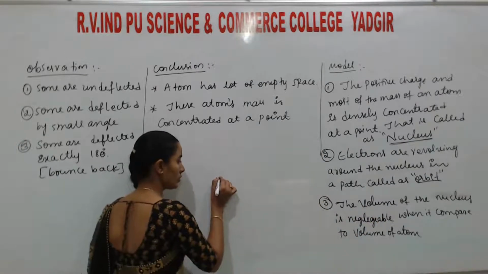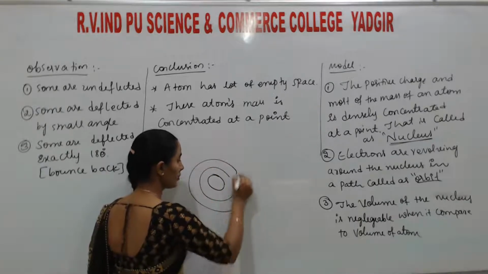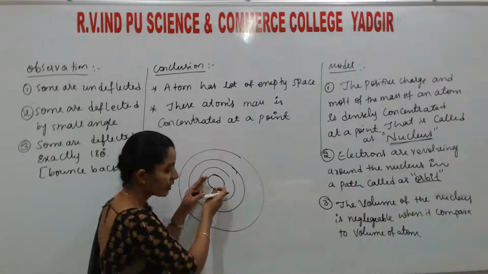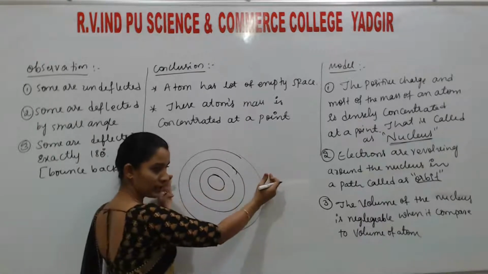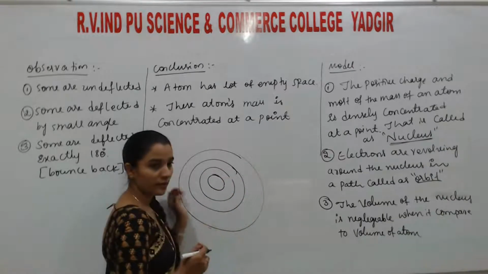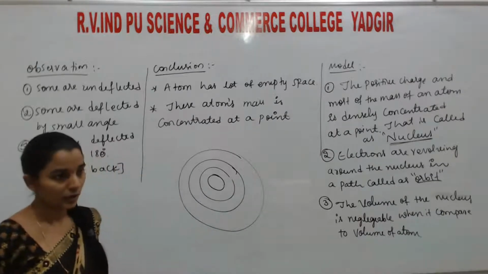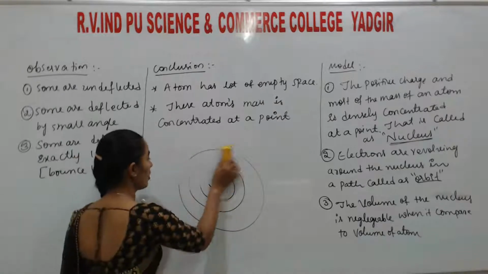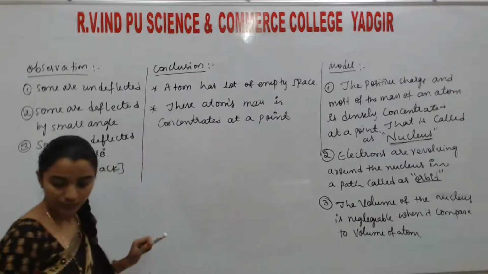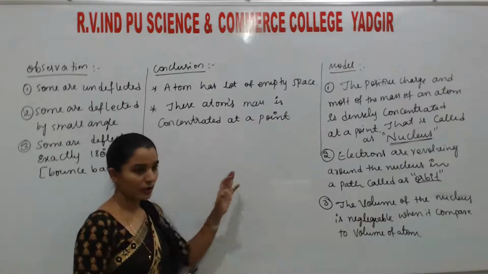Here I told you, if this is the atom, electrons may be revolving around this. No matter how many shells there are, the nucleus is here only. If this is the size of the atom, then the nucleus is very negligible compared to the size of the atom. That is what they concluded last. So this is the model suggested by Rutherford.